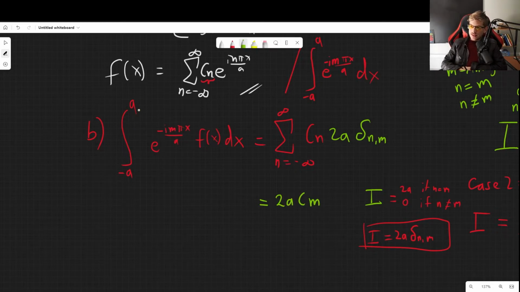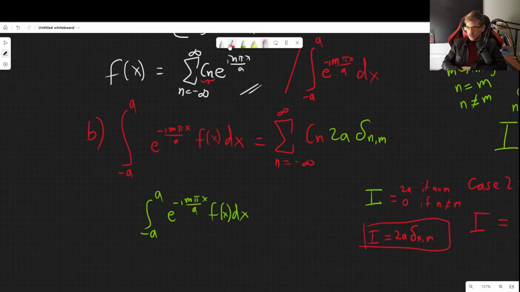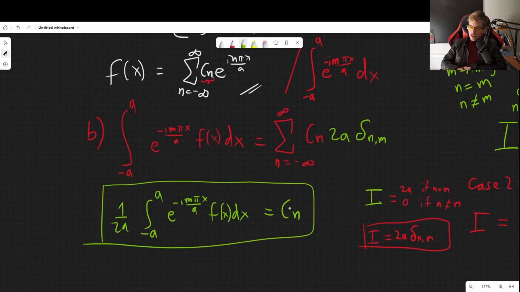And then we have the integral here on the left-hand side. So minus a to a e to the minus i m pi x over a f of x dx. We can divide by 2a and write this a bit prettier, and we get 1 over 2a. This is equal to cn. And there we go. Well, cm.